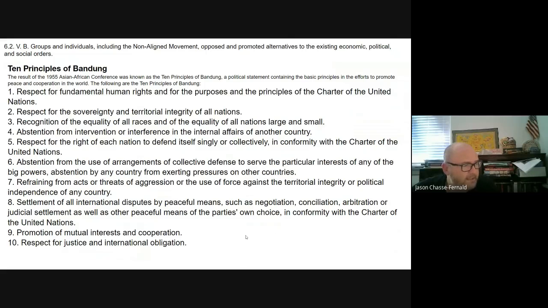All right. So I would like to point out, though, that when you look at number 3, recognition of the equality of all races and the equality of all nations, large and small, just keep in mind that this is in 1955. This is literally one year after Brown versus the Board of Education. Most schools in the United States are still under some kind of segregation, at least in the southern part of the United States, right? So you understand the context in which this is coming out.